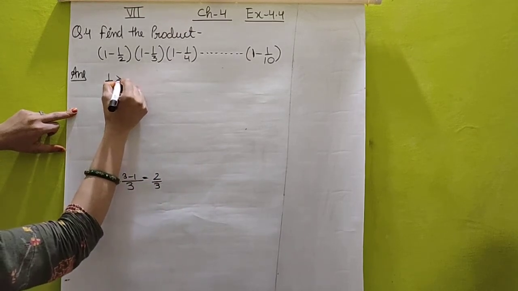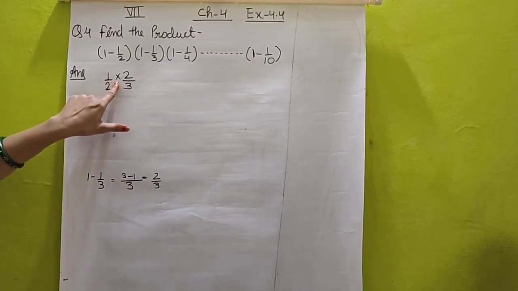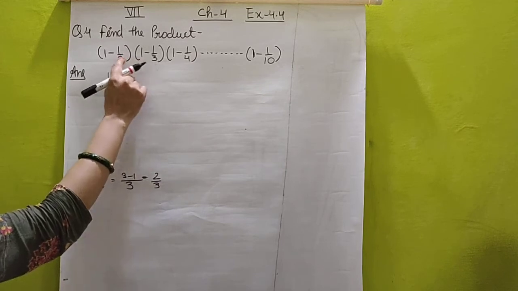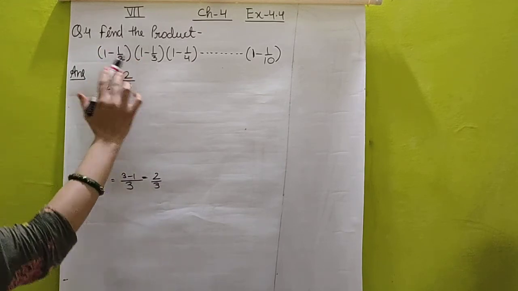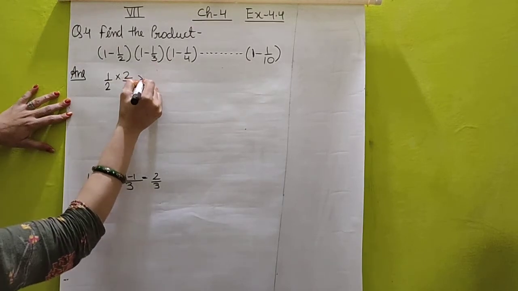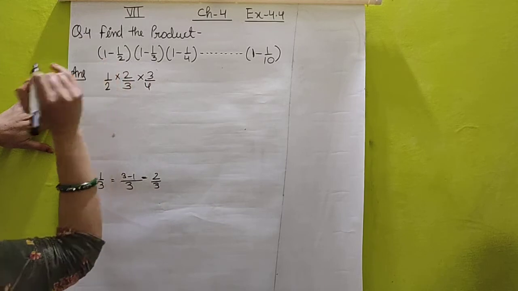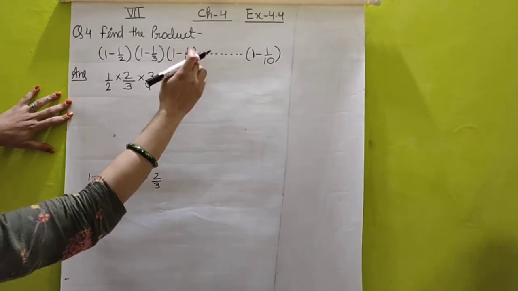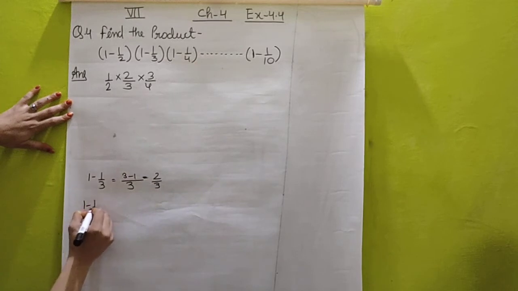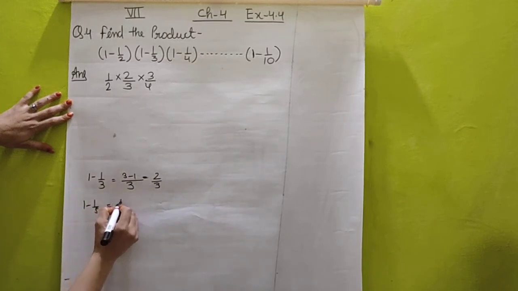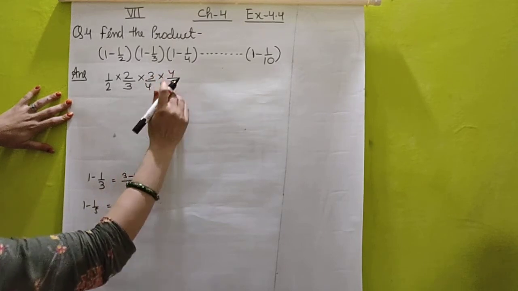So what will come here? 2 upon 3. Students, why have I put a multiplication sign here? Because in between both the brackets no sign is given. It means there is a multiplication sign. Now again here a multiplication sign will come. 1 minus 1 upon 4 will be 3 upon 4. Now next, students, 1 minus 1 upon 5. When you do 1 minus 1 upon 5, you will get 4 upon 5. So like this, 4 upon 5 will come.